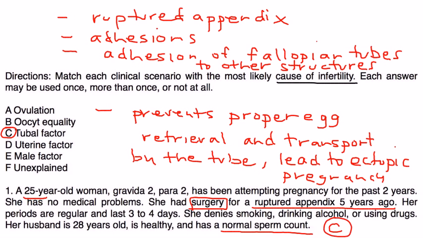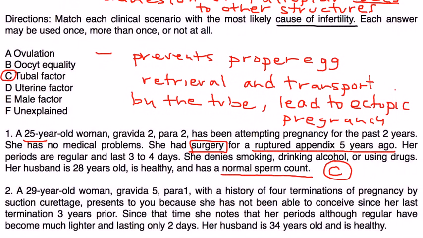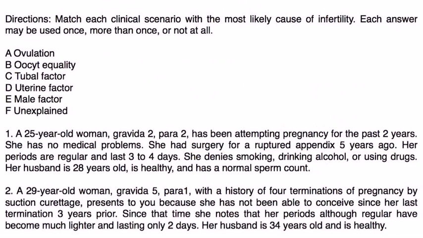So this would be choice C, tubal factor, a problem with the fallopian tube. Next one: a 29-year-old woman, gravida 5, para 1, with a history of 4 terminations of pregnancy by suction curettage, presents to you because she has not been able to conceive since her last termination 3 years ago. Since that time, she notes that her periods, although regular, have been much lighter and lasting only 2 days. Her husband, 34 years old, is healthy.